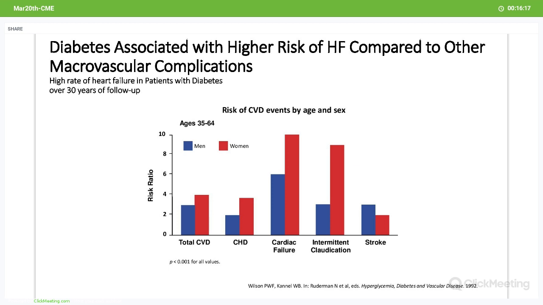And this is Framingham data, an old population, a famous population study of cardiovascular risk. What this shows is that diabetes confers greater risk of heart failure than other macrovascular complications, particularly in women, interestingly enough. So this is 30 years of follow-up. The hazard of developing heart failure is higher than the hazard of developing other macrovascular complications, which is something that never dawned on me in my cardiology view of the world until we started to have to think about diabetes in a meaningful way.